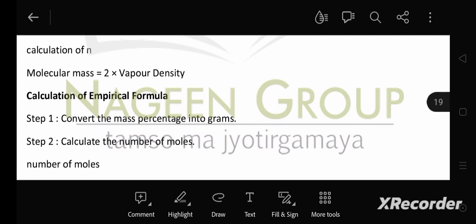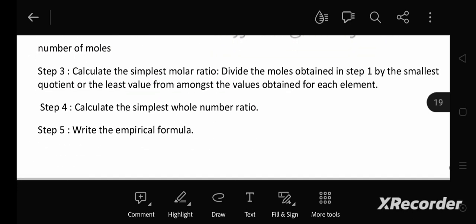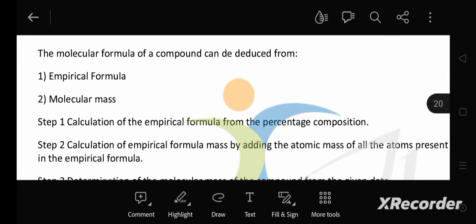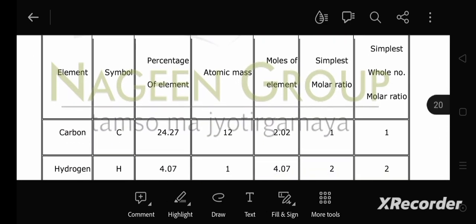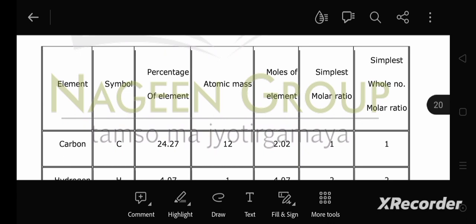Now how can we calculate the molecular formula? So various steps have to be used for calculating the molecular formula. Now by this we can find the empirical and molecular formula by using these steps. Now here the step number 1, you have to write all the elements which are present in a compound.